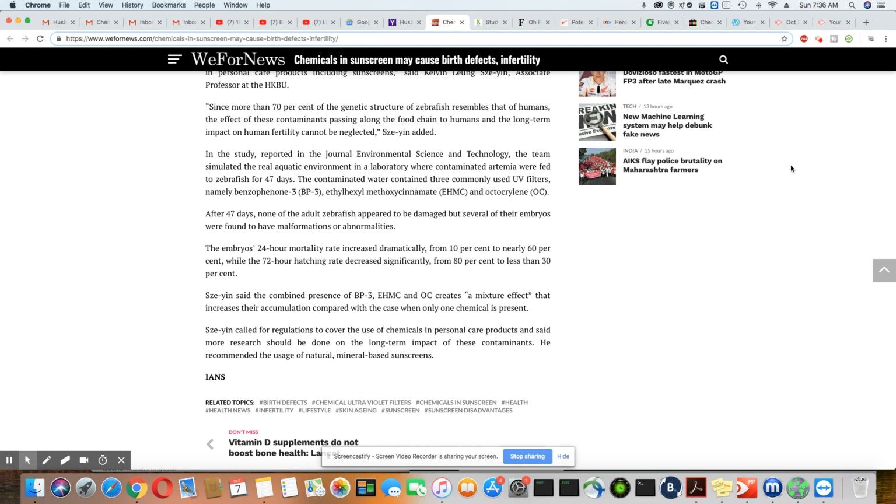So they are trying to call for regulations to cover the use of chemicals and personal care products that contain sunscreen. Even makeup contains sunscreen. It'll tell you what the SPF balance is in it, lotions. They're trying to put it in all these different products. And more research should be done on the long-term impact of these contaminants. He recommends the usage of natural mineral-based sunscreen. So there you have it. They're now saying the sunscreen may be causing birth defects and infertility in the people that are using it.